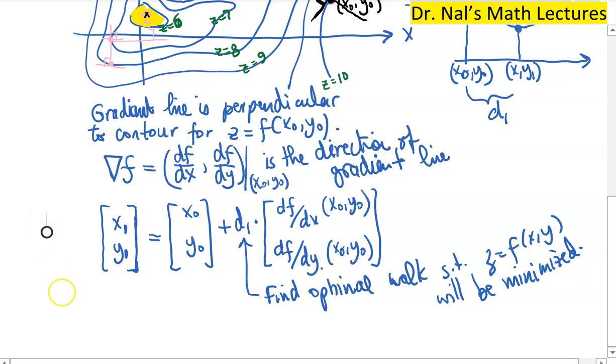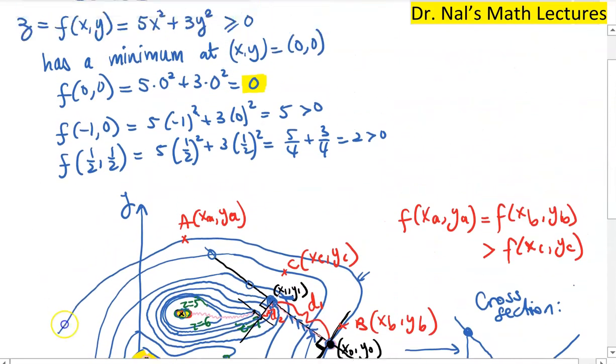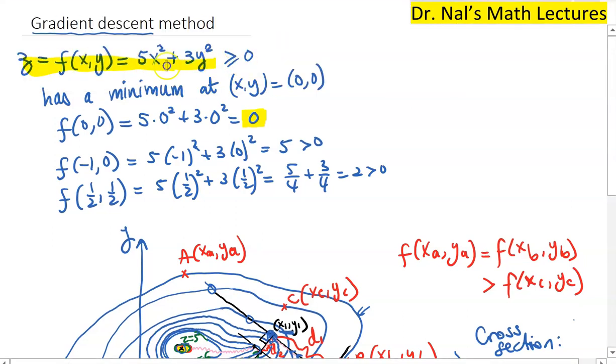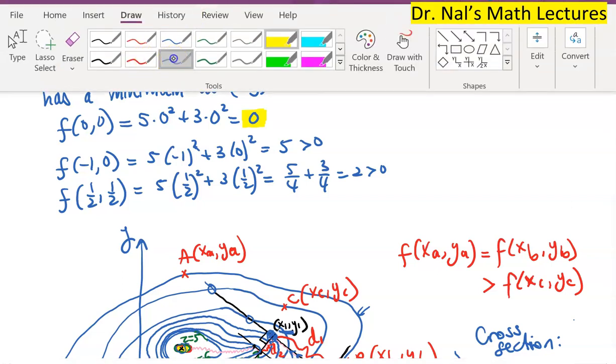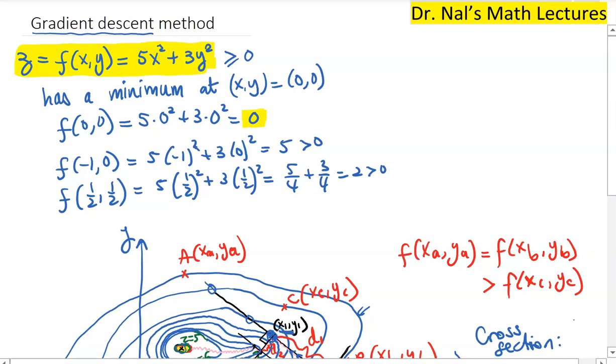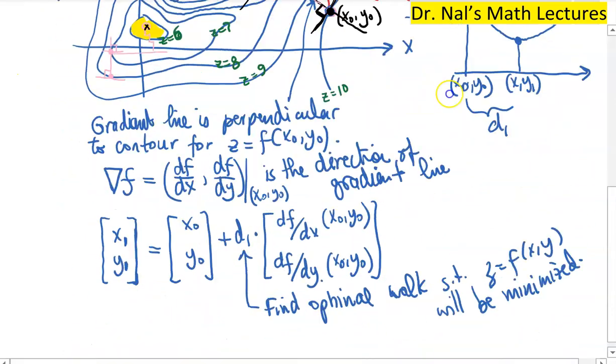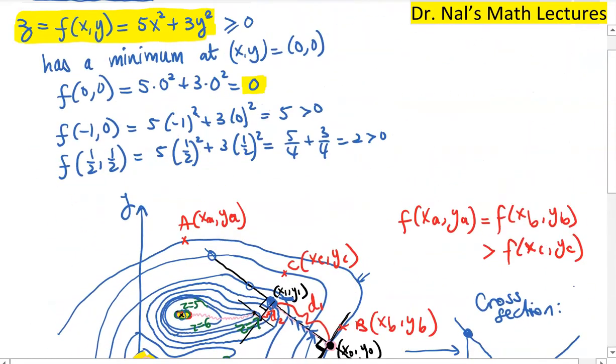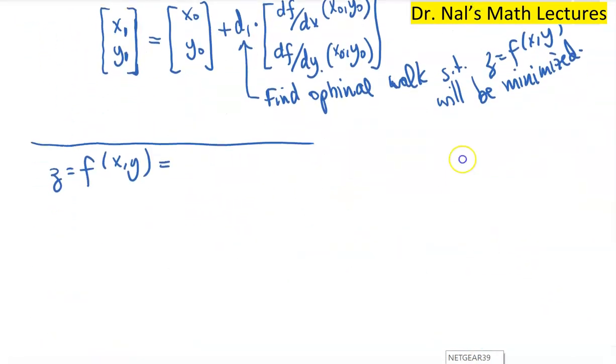I think the best way would be to work directly with our example, the one I gave you at the beginning of the problem. Suppose that we decided to start at the point 4, 4. Starting from the point 4, 4, let's see the direction where we can go. Let me rewrite our function: z is equal to f of x, y, which is, hold on, 5x squared plus 3y squared.